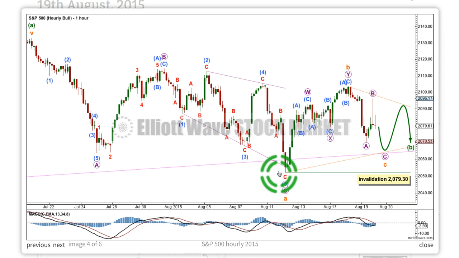A zigzag for A, a double zigzag for B, an incomplete zigzag for C. For a triangle, C can't move beyond the end of A, below 2079.30, and then D can't move beyond the end of B, or for a barrier triangle could be about the same place, and a final short little E wave down.